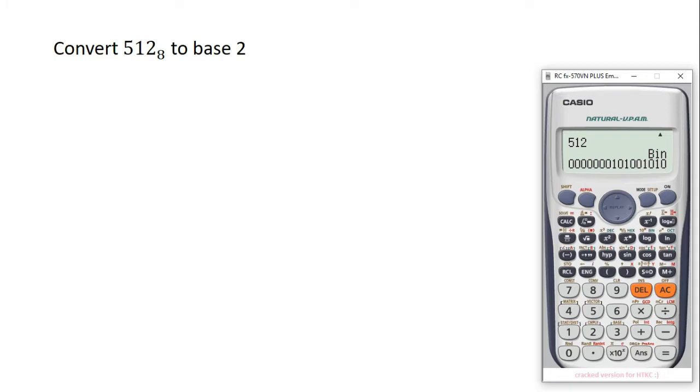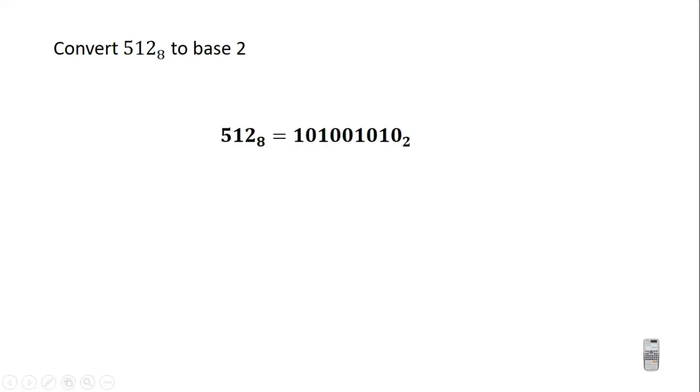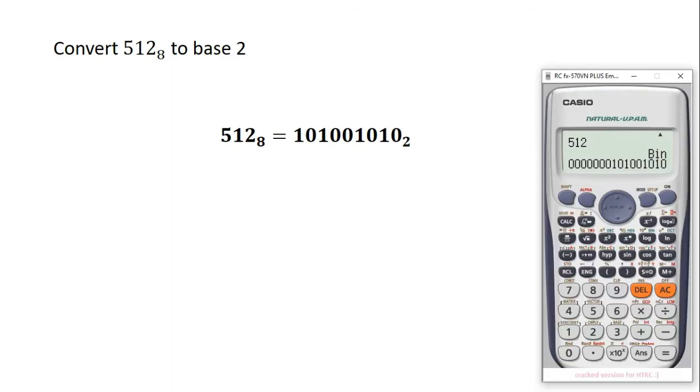So the number is 101001010. Ignore these zeros. So you start picking your answer from 1. So 101001010. It means that if you convert 512 from base 8 to base 2, you have 101001010 base 2.